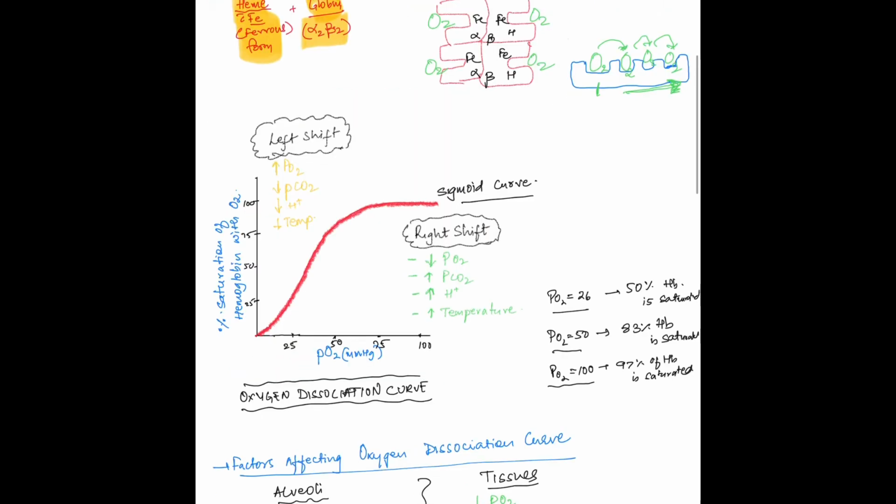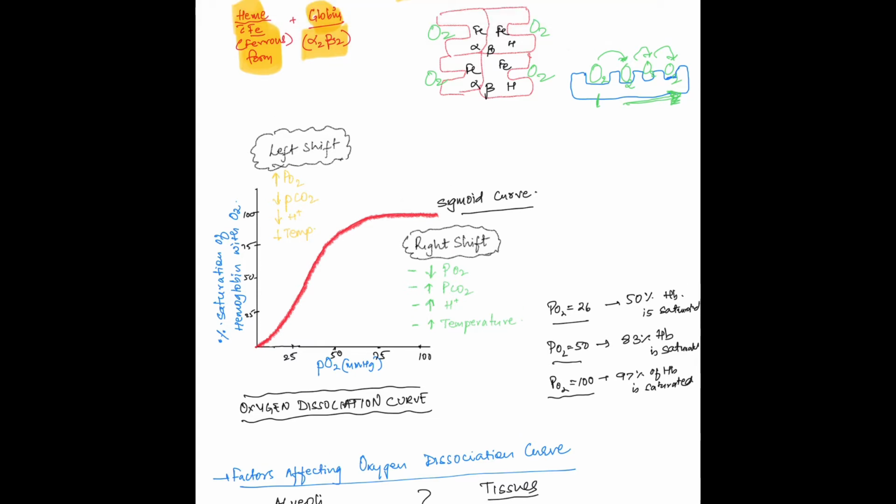Now let us try to understand the relationship of partial pressure of oxygen and the quantity of oxygen combined with hemoglobin. This is expressed by the oxygen dissociation curve. The horizontal axis is the partial pressure of oxygen and the vertical axis is the % saturation of hemoglobin by oxygen. And when we plot this graph, it gives a sigmoid shaped curve, also called an S-shaped curve.